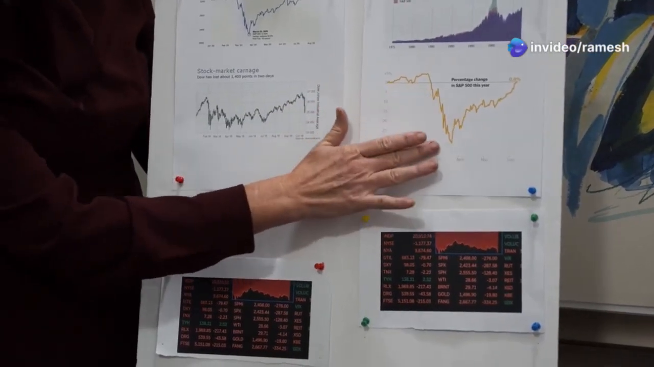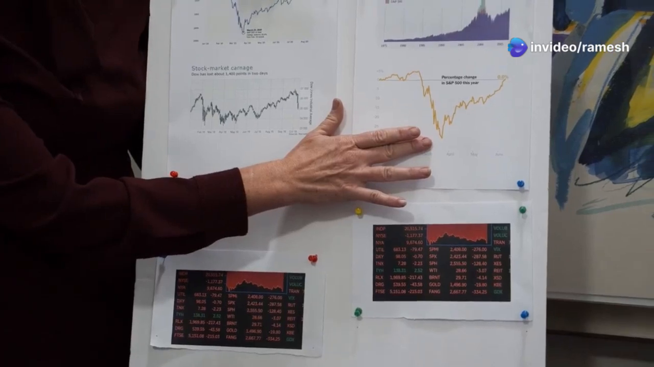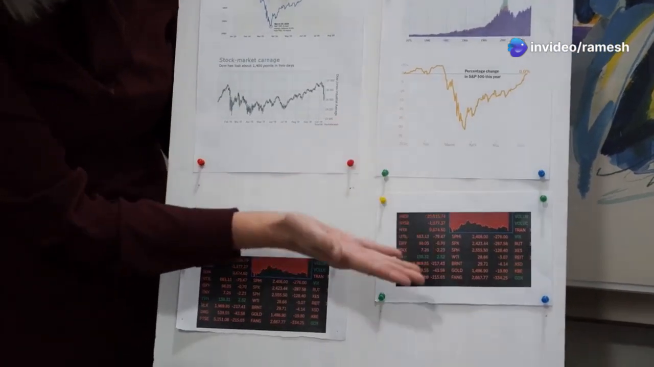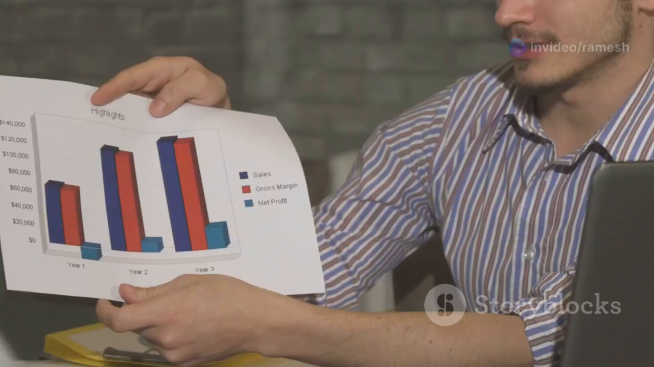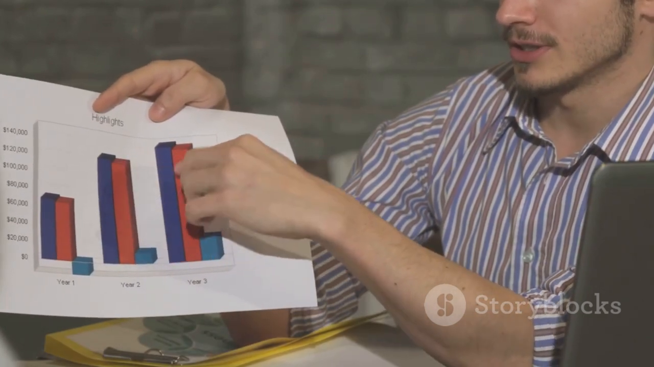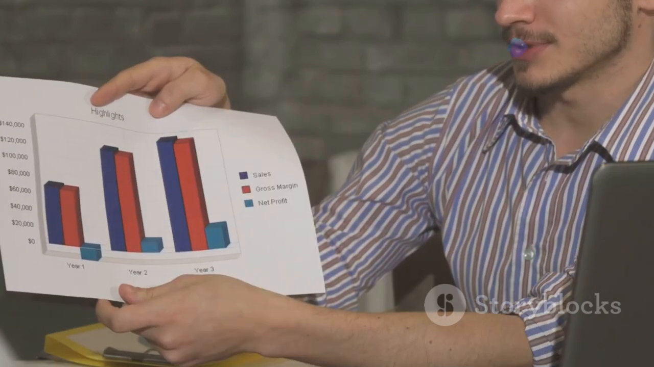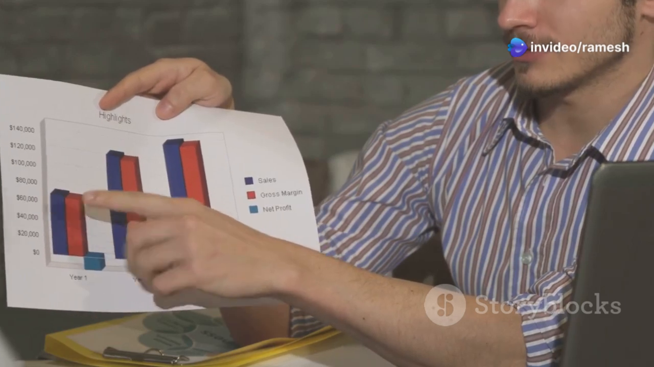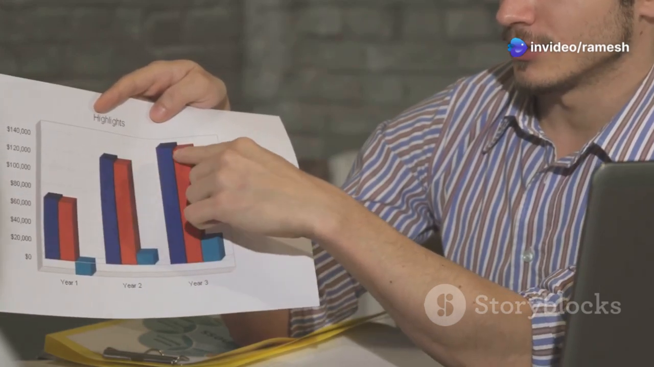Missing at random implies that the missingness is related to some observed data but not the missing data itself. For instance, in a survey about income, people with higher incomes might be less likely to disclose their earnings, creating a missing at random scenario.